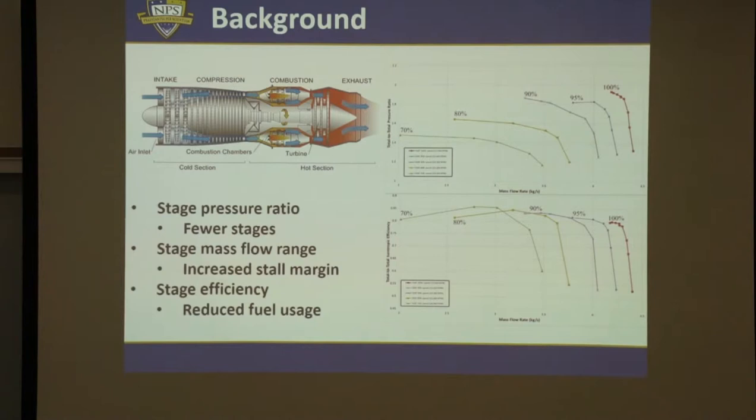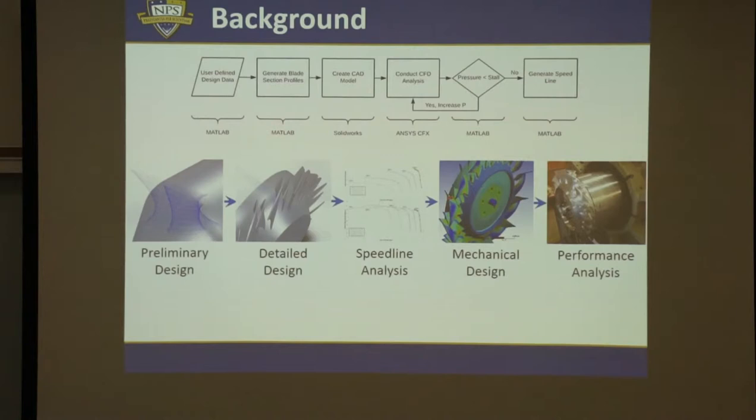So Dr. Drayton's procedure that he created in his dissertation is outlined on the top. So he would provide the predetermined design data. From there, MATLAB would generate blade sections that then gets sent to SOLIDWORKS to produce a model. That's then sent to ANSYS to conduct CFD to produce a speed line, and then the speed line was kind of what we were ultimately testing against with this real-world compressor. And then that's illustrated along the bottom side.